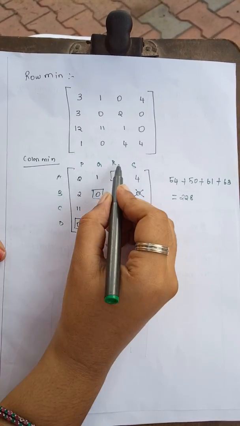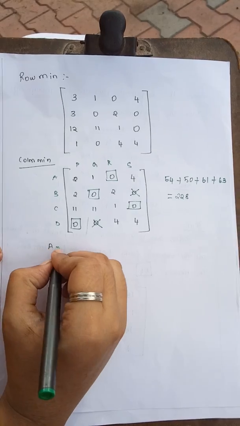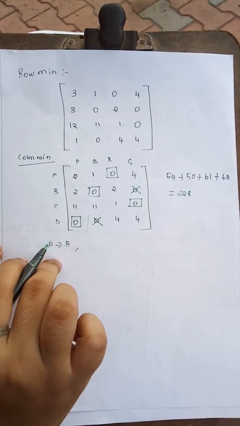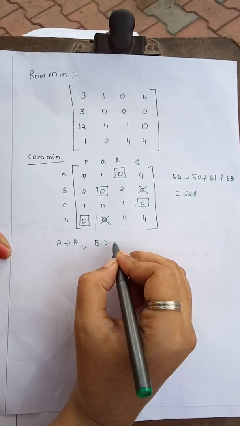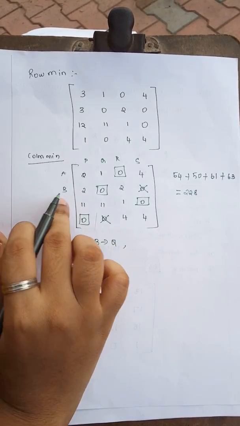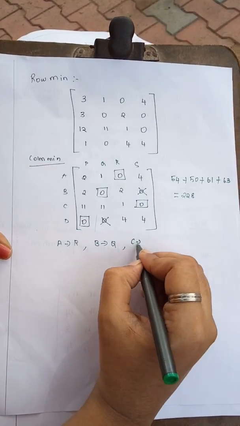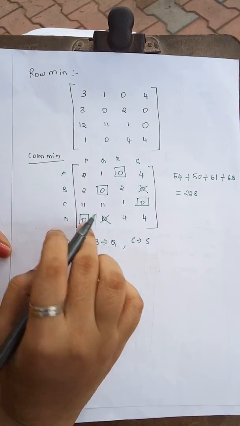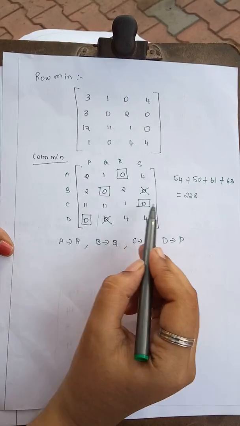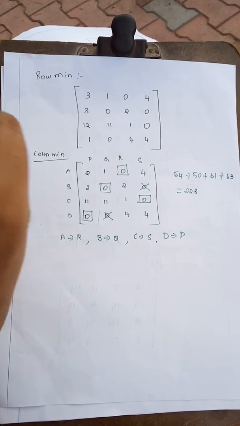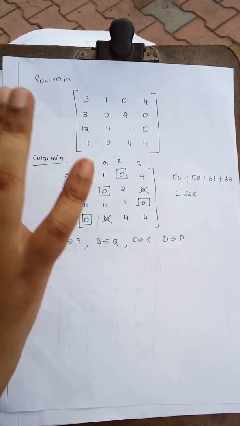So A is assigned to R. This will be your last step. B is assigned to Q. C is assigned to S. And D is assigned to P. So each row and each column has only a single assignment. In that case, you can stop the problem.